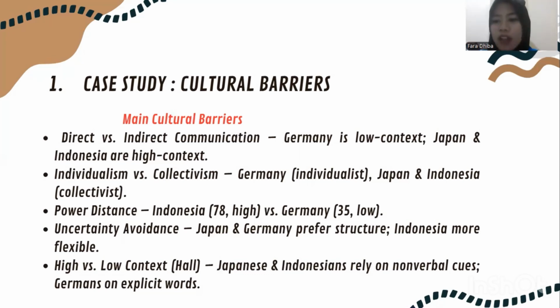They prefer harmony over direct feedback. Based on Hofstede's cultural dimensions, Germany scores high on individualism and low on power distance, while Indonesia and Japan are more collectivist and hierarchical. These differences make meetings uncomfortable. For example, Japanese members stay silent when they disagree, while Germans expect open discussion.